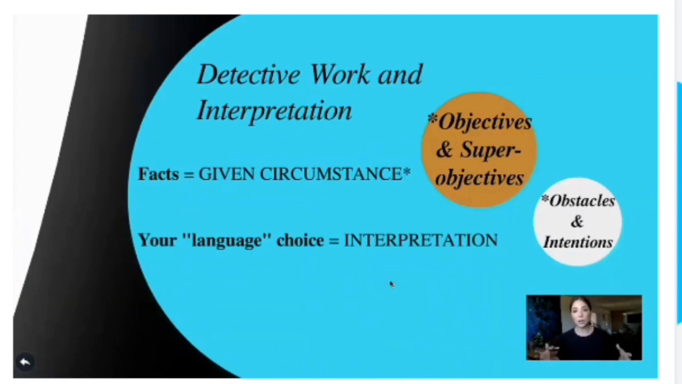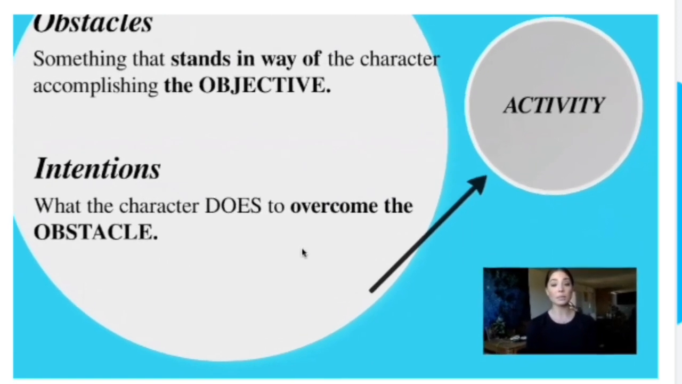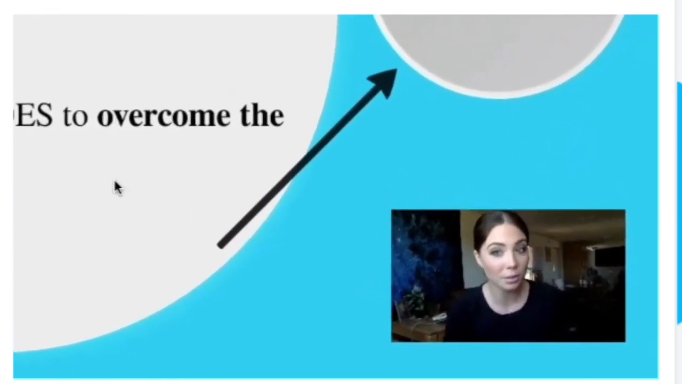All right, so we just talked about objectives and super objectives, which is one category of given circumstances. Now let's jump into the next category, which is obstacles and intentions. Obstacles and intentions. They sound pretty straightforward. An obstacle is something that stands in the way of the character accomplishing the objective. Take a moment, try to remember, what's the objective? We just talked about it.